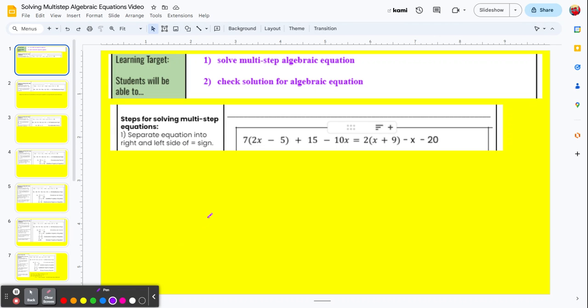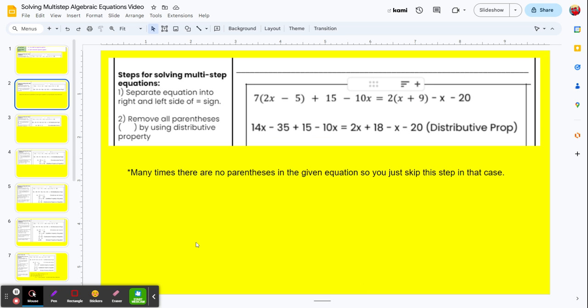This video provides direct instruction for how to solve multi-step algebraic equations and how to check the solution to make sure you got it correct. All right, first step is you want to separate the equation into the right and left side of the equal sign. So a lot of times we just like to draw a line right down the middle of the equal sign so you can clearly see the left side and the right side of the equation as you work through it. For this video, I have my slides pre-done, so I'm not going to keep putting the dividing line up there on the slideshow.